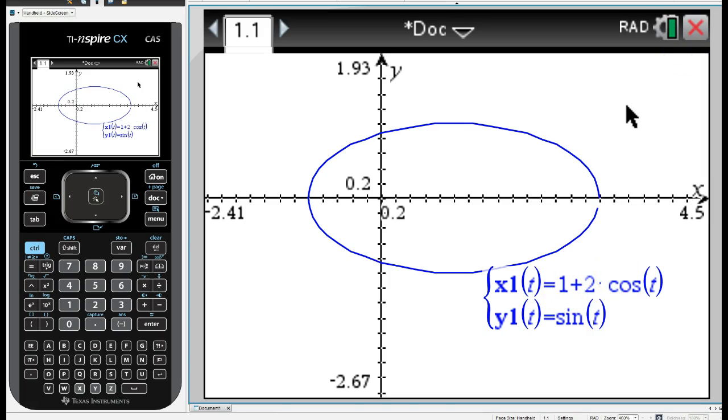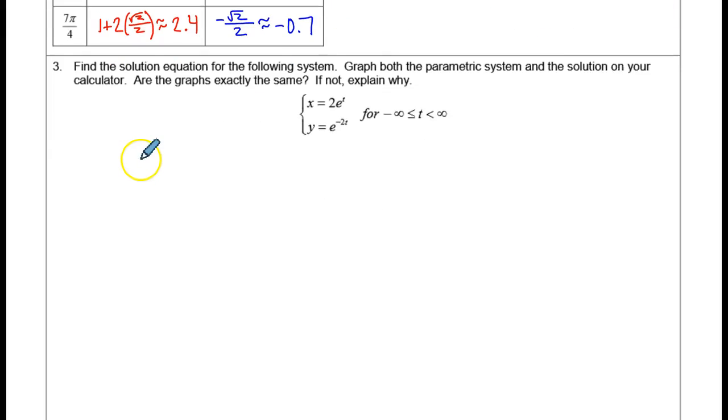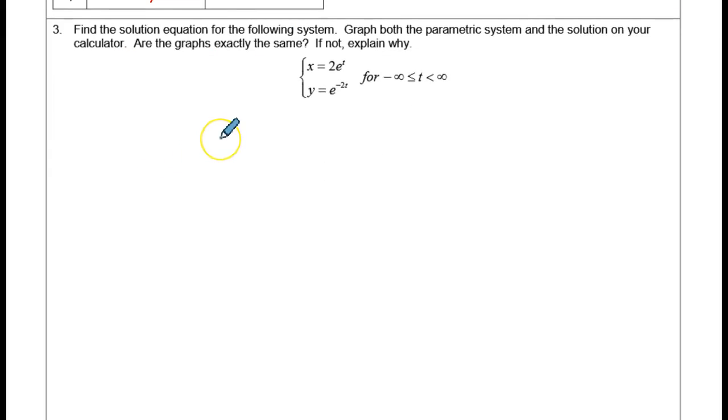Okay, let's move on to example number 3. Example 3 says, find the solution equation for the following system. Graph both the parametric system and the solution on your calculator. Are the graphs exactly the same? If not, explain why. Okay, so the first thing I'm going to do here is work on the solution equation.